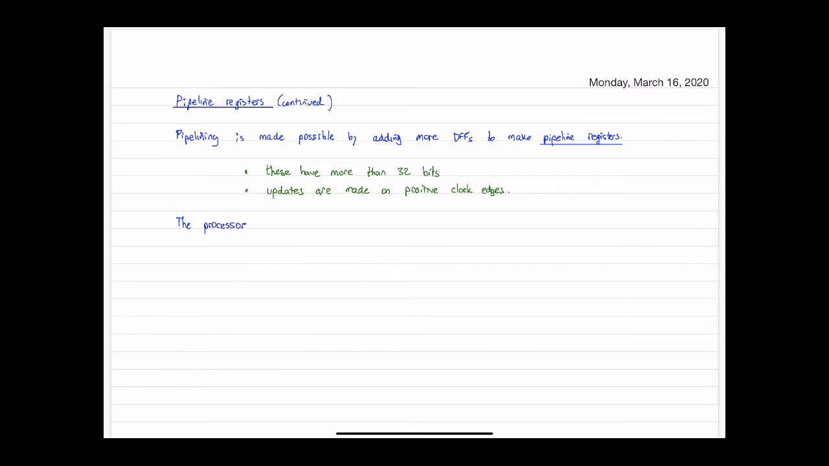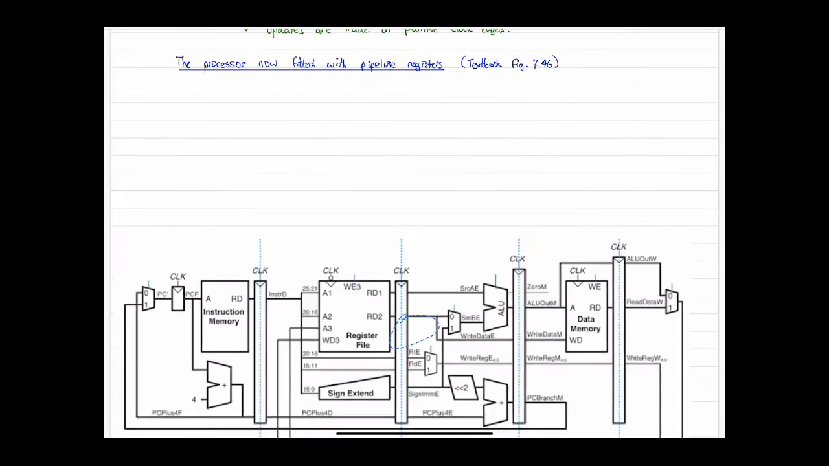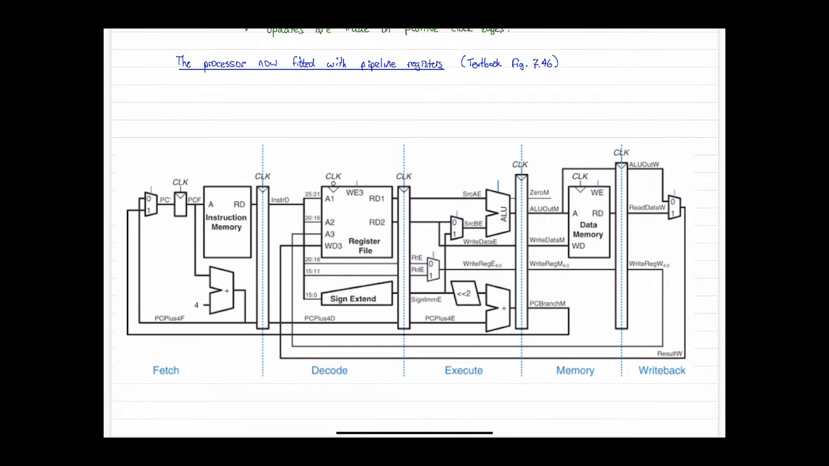So let's now have a look at the processor with the pipeline registers now in place. And this is the figure from the textbook, figure 7.46. Okay, so let's bring up the processor. Here it is, with the pipeline registers. And here they are. There's 4 of them. They separate the individual pipeline stages like so.